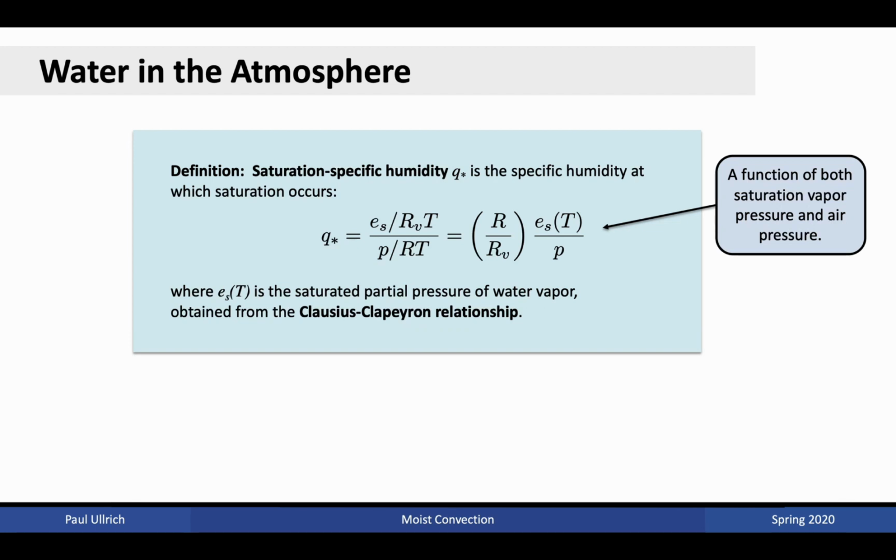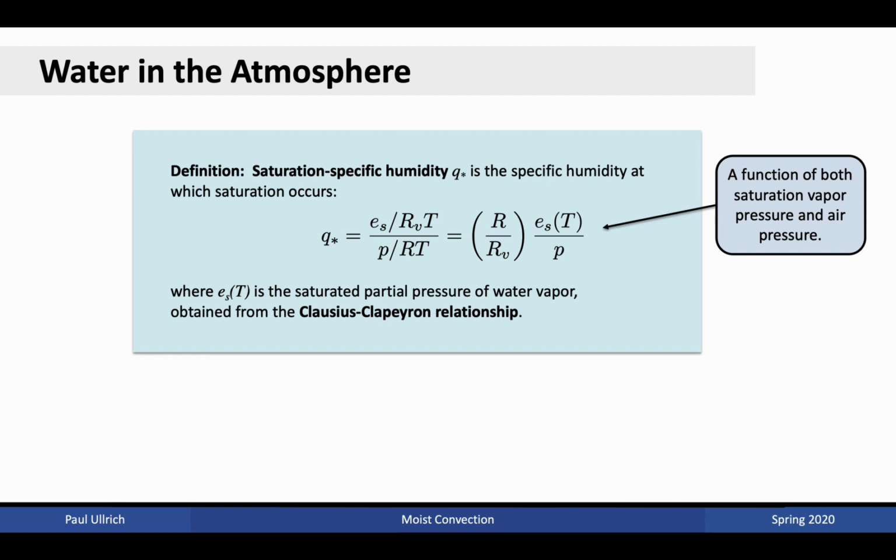The second definition we need is saturation-specific humidity, which is closely related to the saturation vapor pressure that we discussed earlier in the context of the Clausius-Clapeyron relationship. Here, saturation-specific humidity is simply a way of looking at that saturation vapor pressure in light of specific humidity. Specifically, the saturation-specific humidity is the specific humidity at which saturation occurs.